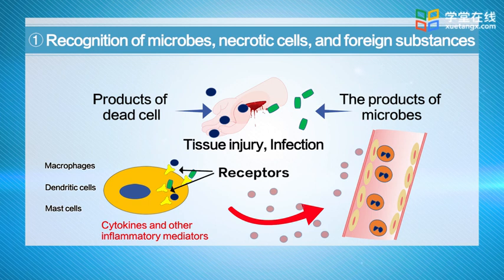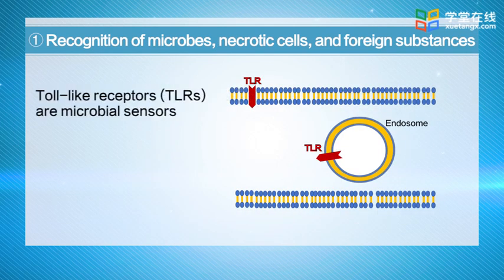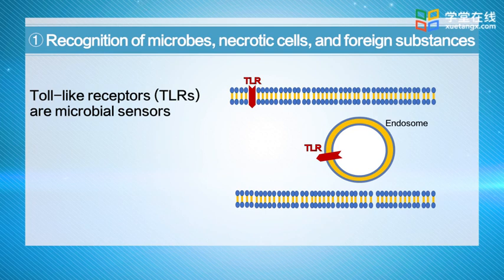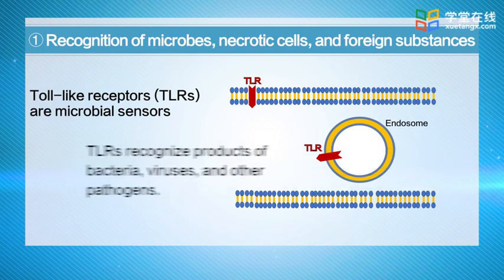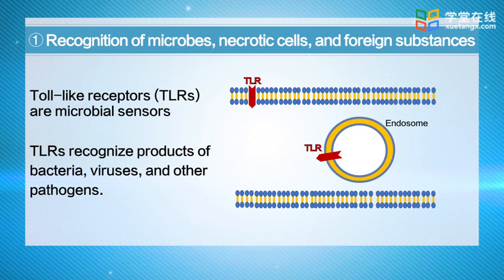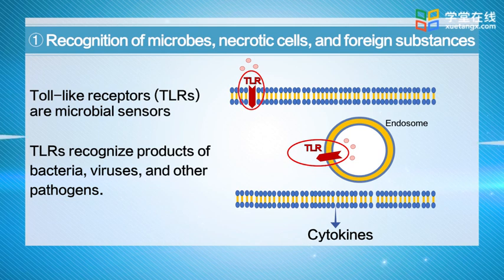Besides being produced by host cells, inflammatory mediators can come from plasma proteins. For example, toll-like receptors are important microbial sensors. They can recognize products of bacteria, viruses, and other pathogens. Toll-like receptors are located on plasma membranes and endosomes and are able to detect extracellular and ingested pathogens. Recognition of pathogens by toll-like receptors stimulates the production of cytokines.